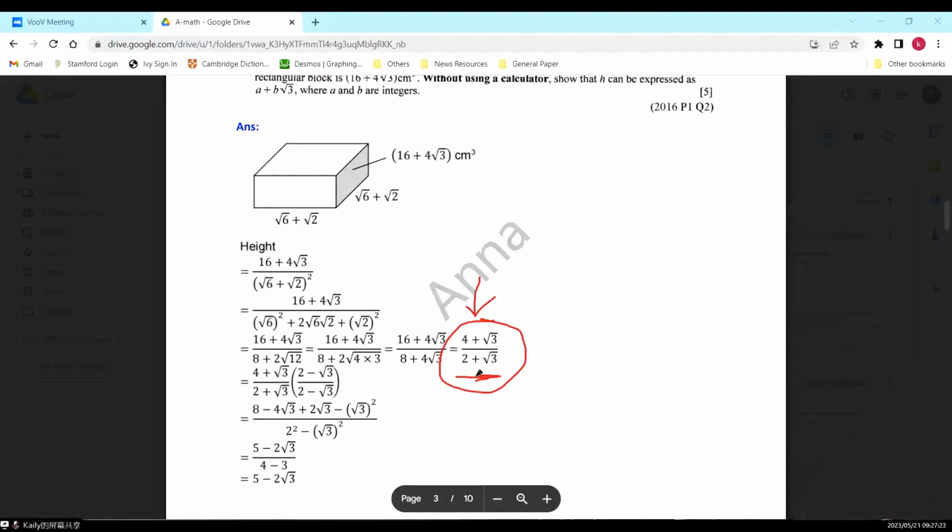Because they'll say that this is not the final form that you can leave it. And anyway, for this question, you will be penalized because I just realized the question asked you to leave it in this form. The question didn't ask you to leave it in fraction form. So you are forced to get rid of the denominator in this case. But in other cases, if they didn't say this part on show that h can be expressed as a plus b square root 3, then I think it really depends on your luck whether or not you will be penalized.